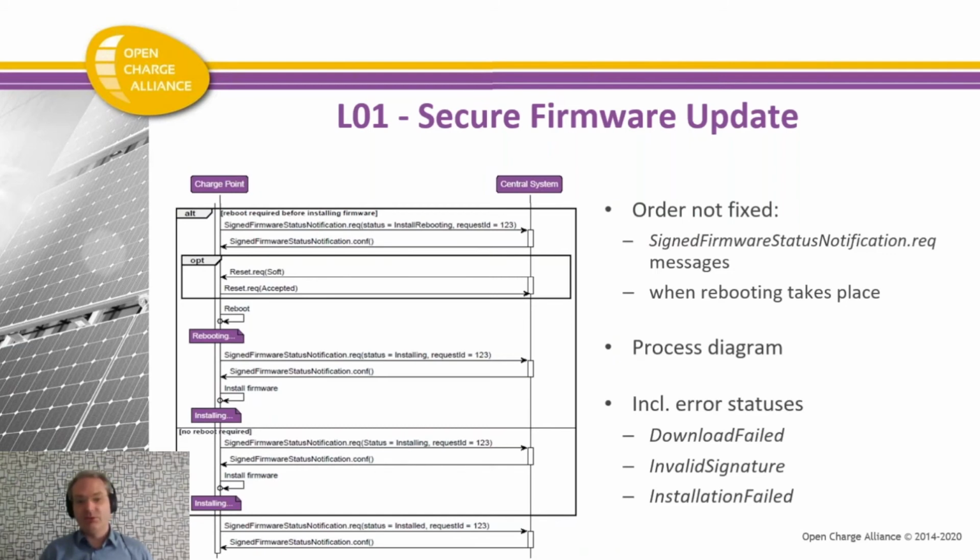Of course, during this whole process, many things can go wrong. So we also included a small process diagram in the specification where you can see the different steps that you can go across and also the errors that can occur, so also a number of error states. I wrote down a few of them. For example, the download can fail. Then you have to send a signed firmware status notification with the status download failed. You also can have an invalid signature, which has to be accompanied with a security event, and the installation itself can, of course, also fail.